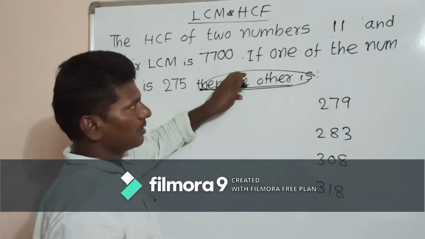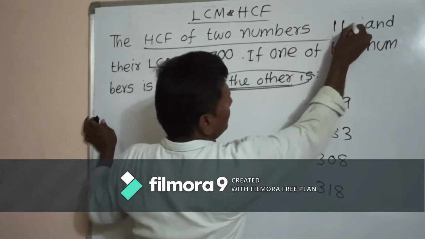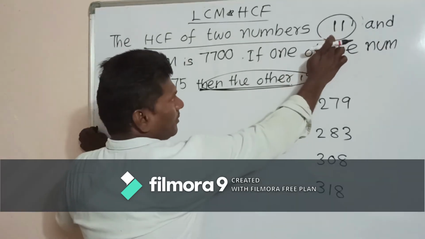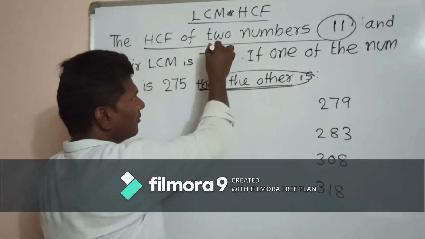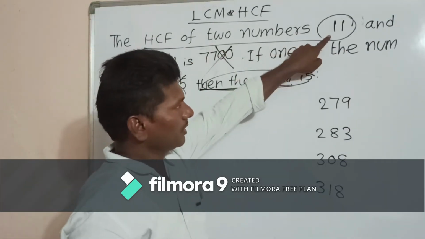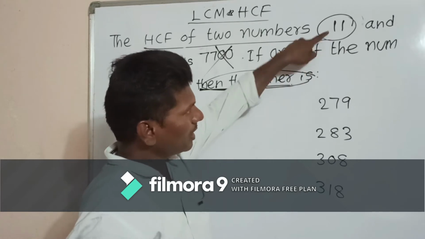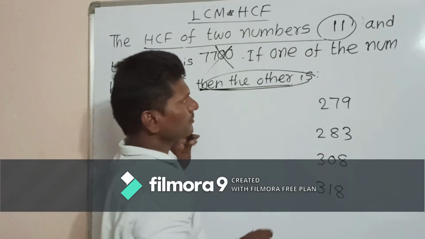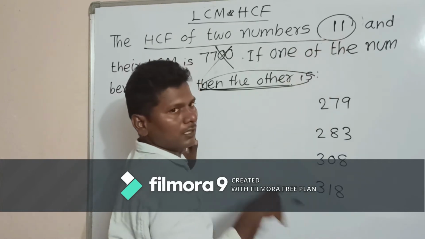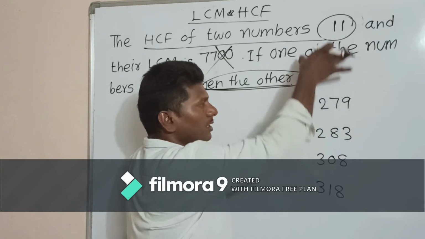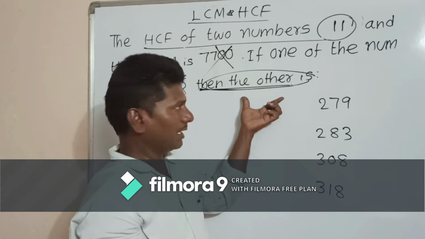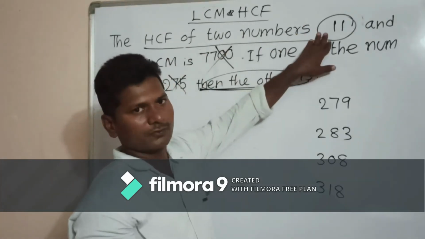To find the other number, this HCF is enough. HCF is 11, so this information is enough to get the answer. I don't require the 7700 and the one number. The HCF of the numbers is 11, so the other number is also in the 11 table. That means the two numbers must be multiples of 11, or divisible by 11. So whenever you are asked for one number or the other number, just use the HCF to get the answer.